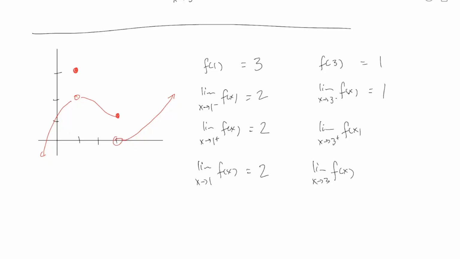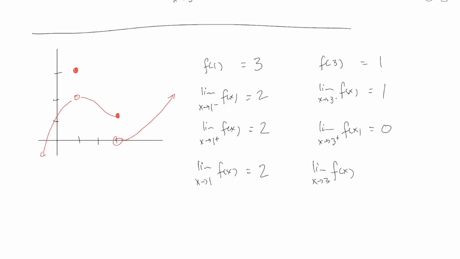How about from the right? Anybody think you know? You should be looking near this point, but on the right, yeah. 0. I would say 0, yeah. This curve on the right side here goes down to y equals 0. Great. And what about the overall limit?